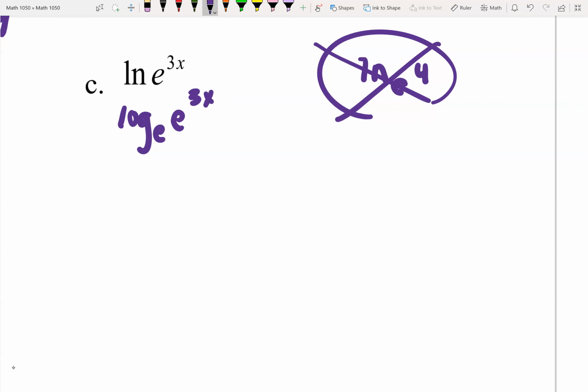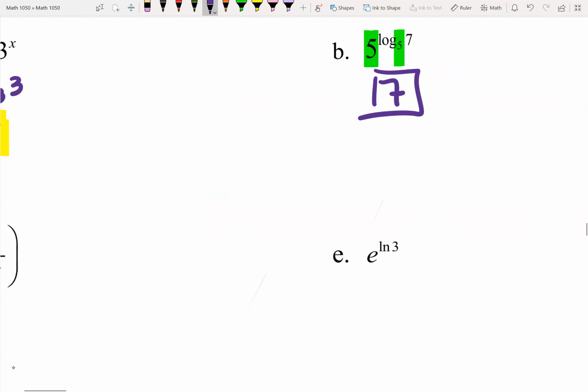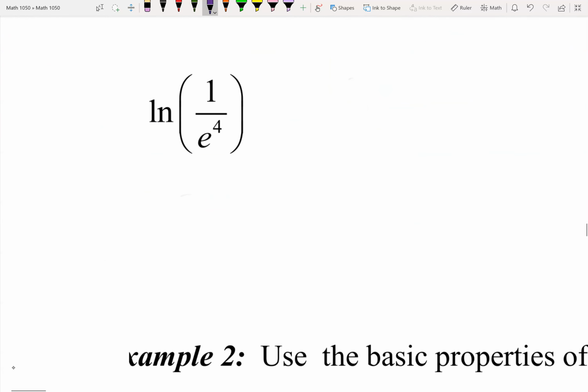Now, do you really have to take that step if you know in your head that ln is log base e? You don't. Okay? So take the 3x, pull it down in front, so you have 3x times log base e of e. Guys, what's log base e of e? 1. What's 1 times 3x? 3x. Done. Just a bunch of rules and a bunch of manipulation. That's all it is.